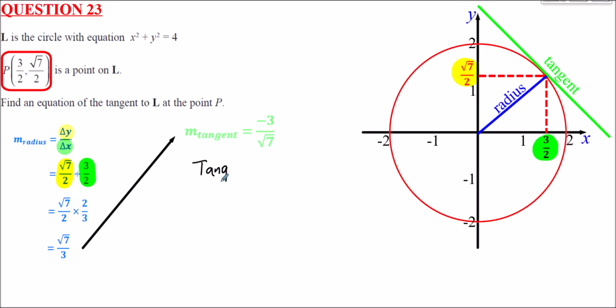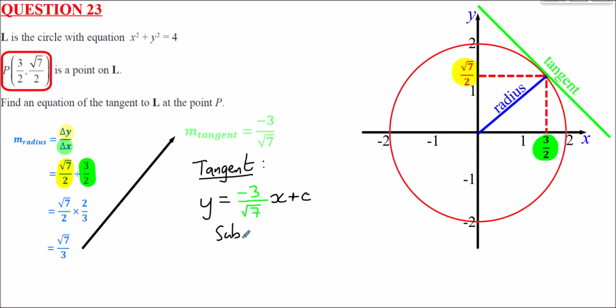We can now think about putting together the equation of this tangent. The equation of a tangent is a straight line, so I'm going to refer to the standard equation of any straight line, y equals mx plus c, where m is the gradient of the tangent, but we know that's minus 3 over root 7. So y is mx plus c. We don't know what c is. We need to find what c actually might be.